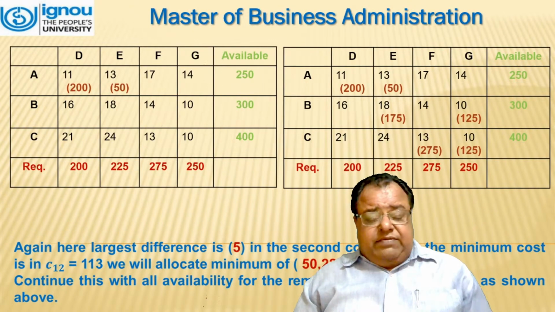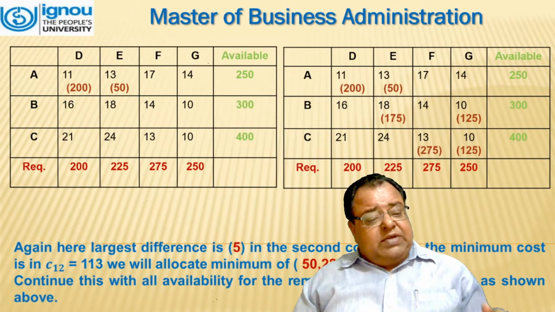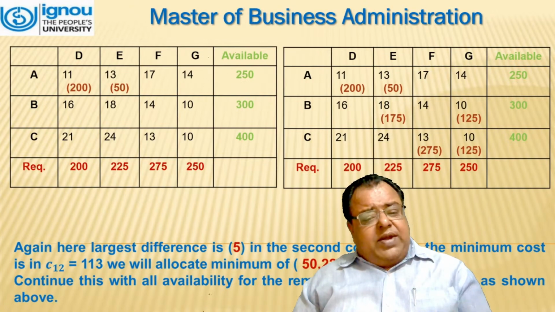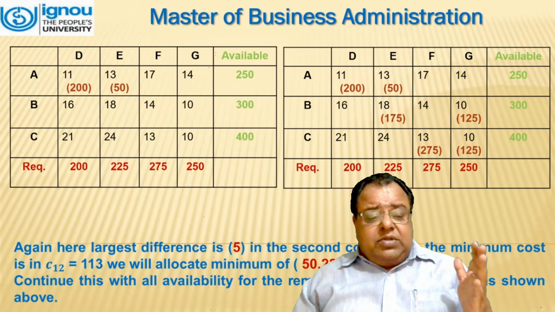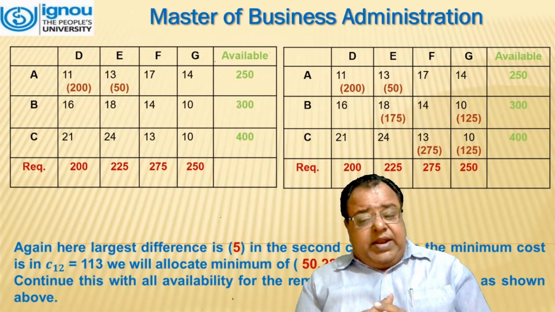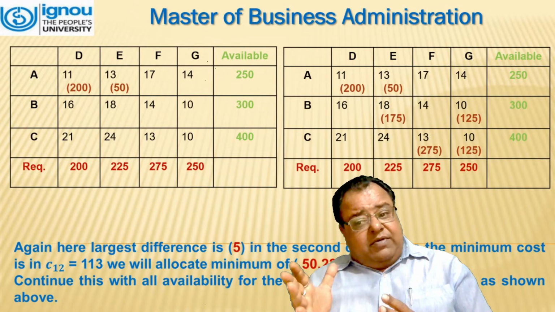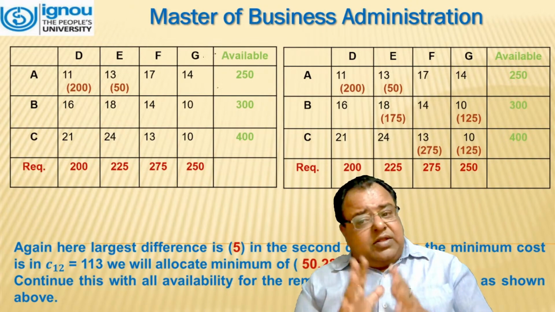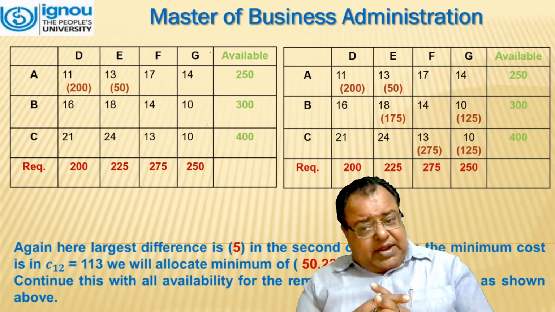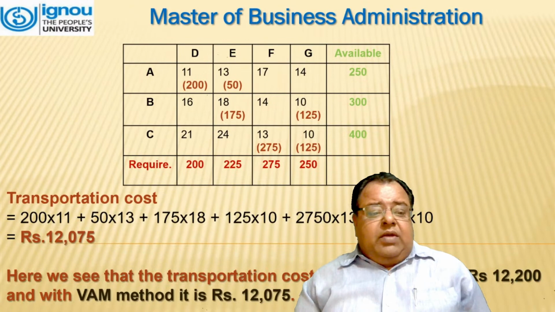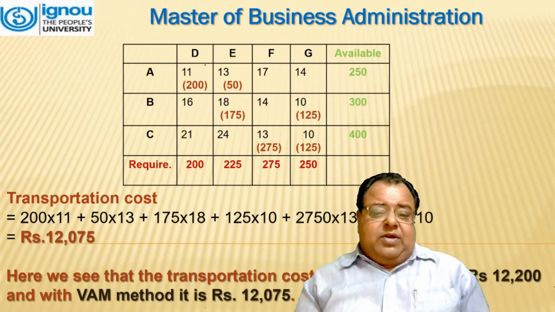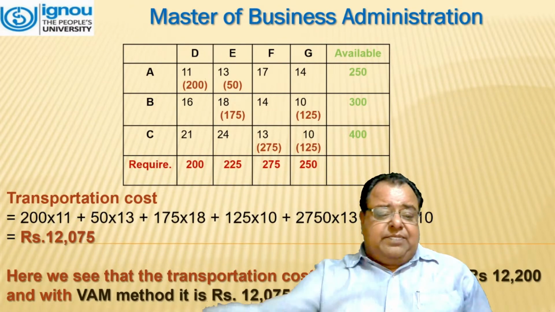Again, here the largest difference is 5 in the second column, as the minimum cost is in C12, that is 13. So we can allocate the minimum of 50 and 225 over there. Continue this till all availability of the remaining rows and columns is exhausted. On the right side, complete allocation has been done as per this method. Now, we have to calculate the transportation cost. This is the final solution in this case.